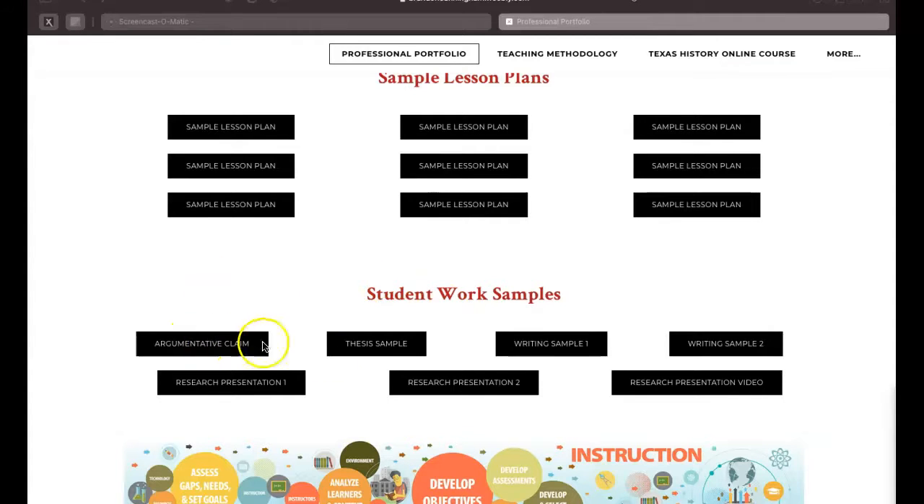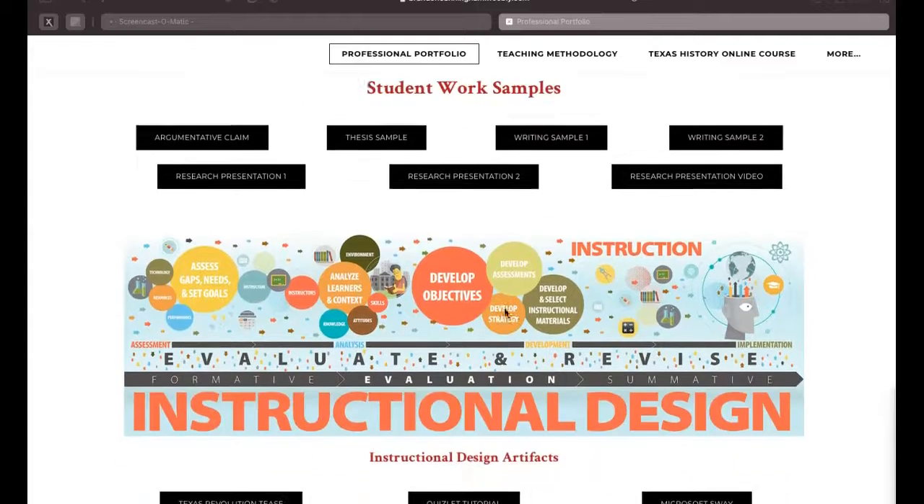I've linked some things that they've created, some exemplary work that they've done. So we have some research presentations and also some writing samples because a lot of what we do and where I teach is a lot of project-based learning. So the students have to produce writing samples for me and also different research presentations.